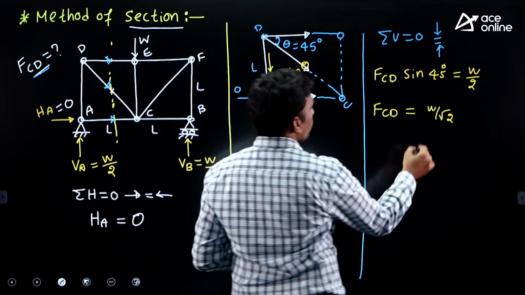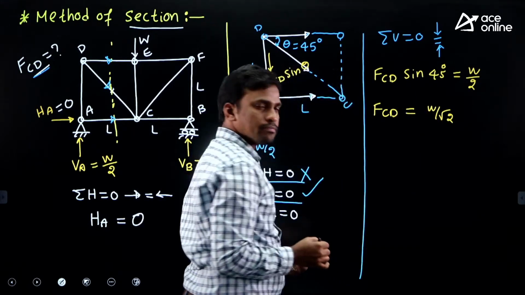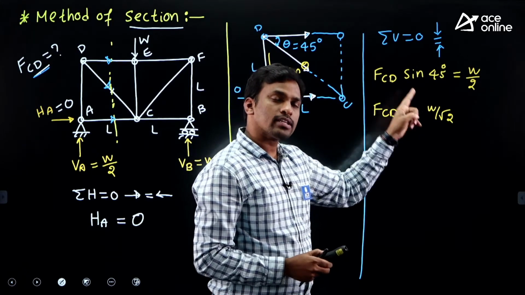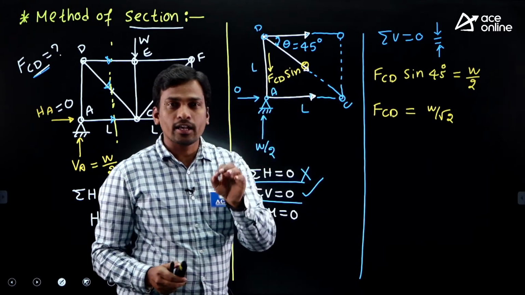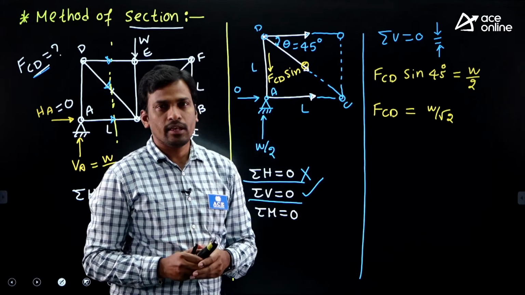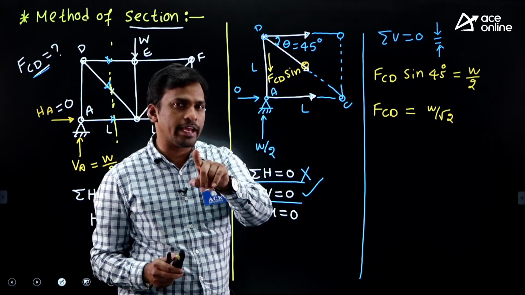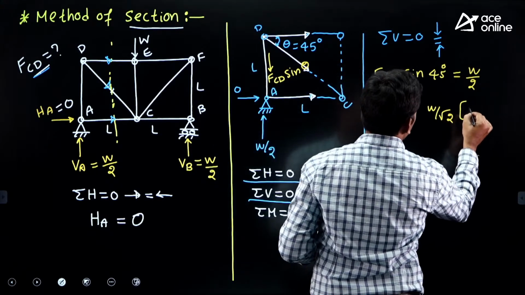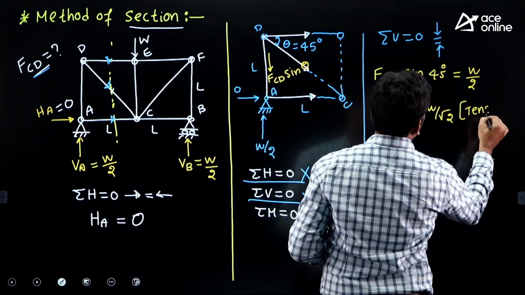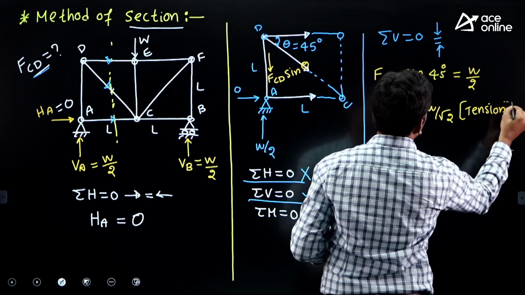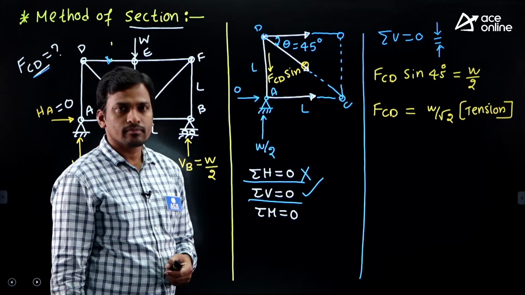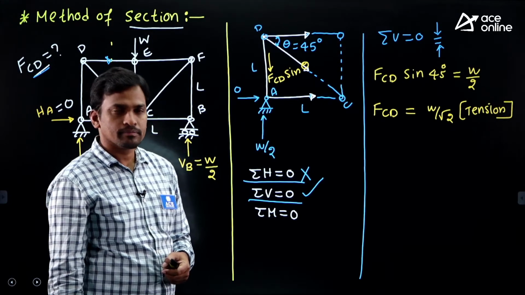Okay, so here we got positive or negative? Here we got a positive value, right? Then positive sign implies the assumed direction is correct. So initially we assumed tension force. Yes, now we got positive. Yes, this is tension only. So the force in member CD is tension, W by root 2. Clear this, everyone?